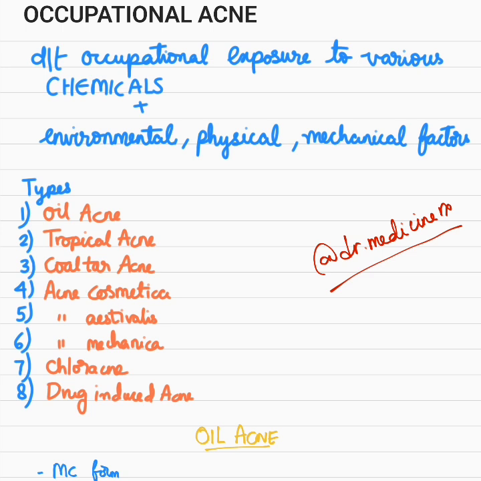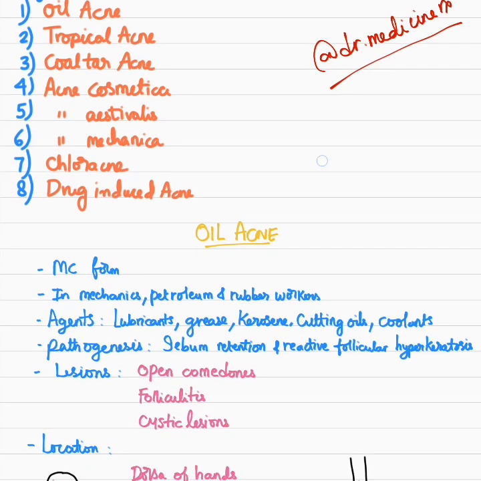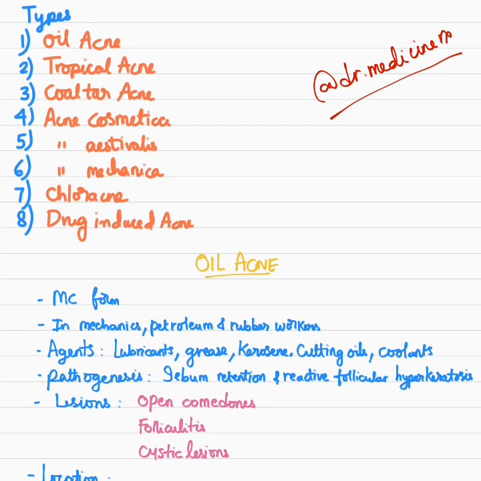Coming to the types of occupational acne, there are 8 types. First is oil acne, tropical acne, coal tar acne, acne cosmetica, acne aestivalis, acne mechanica, chloracne and drug-induced acne.